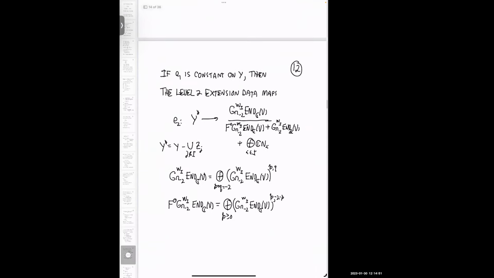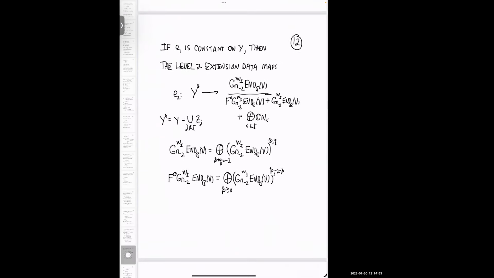So if this E1 is constant on Y, then you can arrange that the level 2 extension data is defined only on Y minus its intersection with any other ZJs. So Y star, I'm calling Y minus the union of all the ZJs that aren't in I. It maps to the graded -2 part of endomorphisms of V minus the F naught plus the integral stuff plus this direct sum of the C and I's that I mentioned.